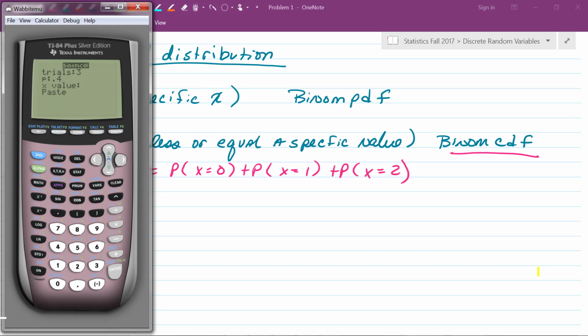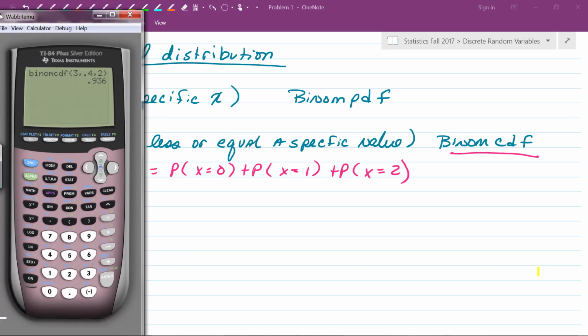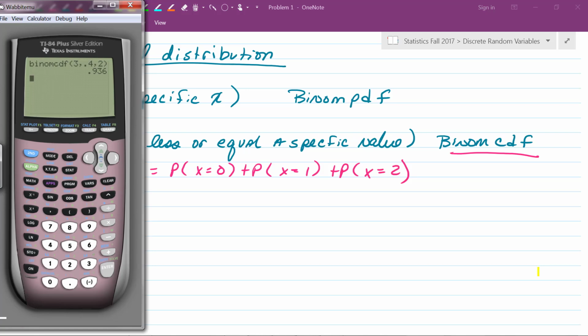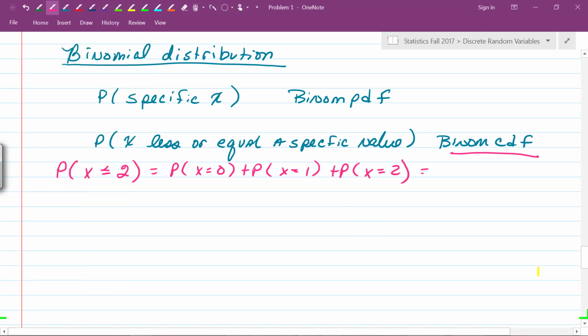It asks for the x value. When we're looking at the CDF, it's asking what is the value of x, and all the ones below it, that we want the probability of. So that's going to be 2. Then we hit enter 3 times. Yours may not be 3, but that's what it is for me. And you can see it's equal to 0.936. Now, isn't that the exact same thing that we calculated earlier? So that is 0.936.